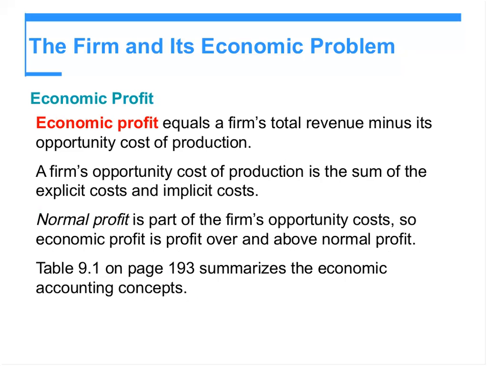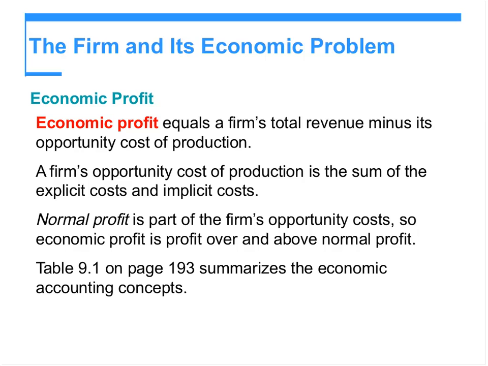And on the other side, total revenue will be the total revenue which is coming out of this certain business that you're doing. So the economic profit that you will have will be the total revenue you will have minus this opportunity cost of production. Opportunity cost, I just told you, will be explicit and implicit cost that we just explained. Normal profit is part of the firm's opportunity cost. So economic profit is profit over and above normal profit.